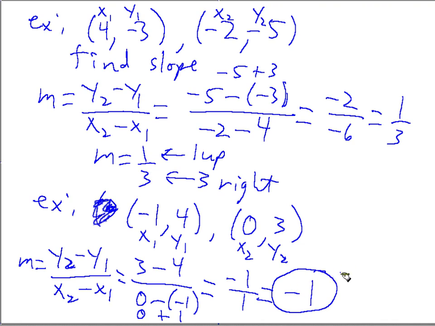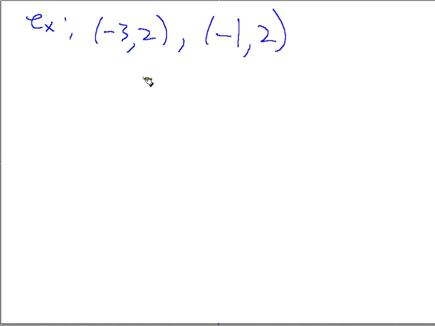Let's go and do a couple of more slope calculations. Let me clear off the screen here. Let's calculate the slope for these 2 points. Let's look at the points negative 3, comma 2, all right, and the points negative 1, comma 2, all right. Let's go ahead and find the slope again. So x1, y1, x2, y2. Okay, find the slope. Use the slope formula I gave you in the last screen.